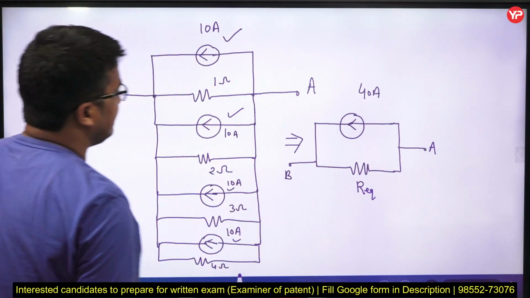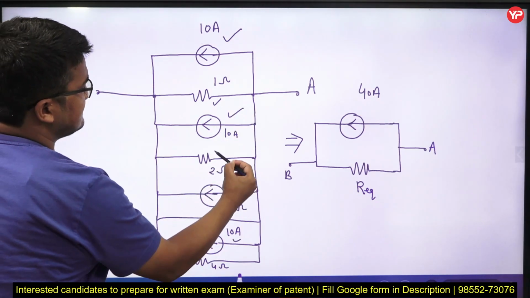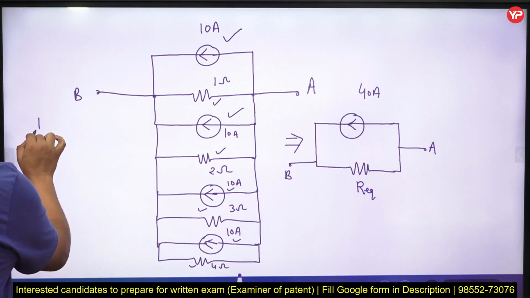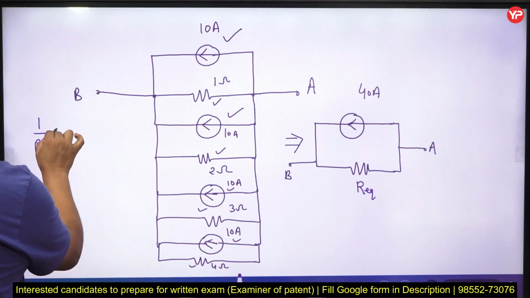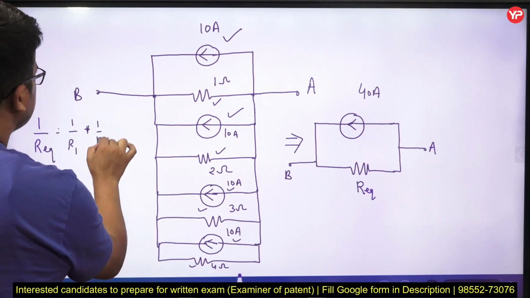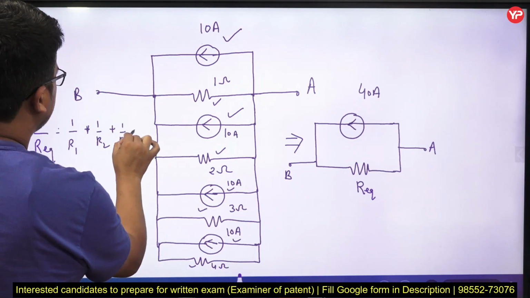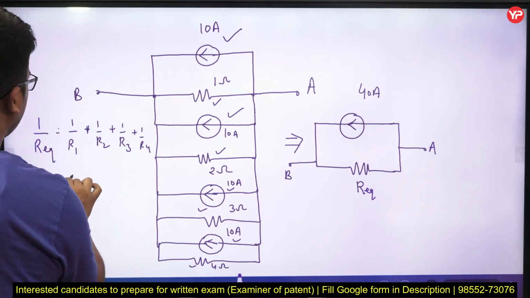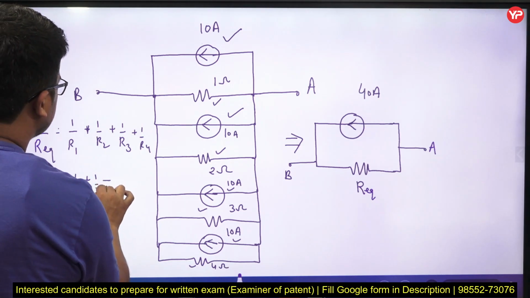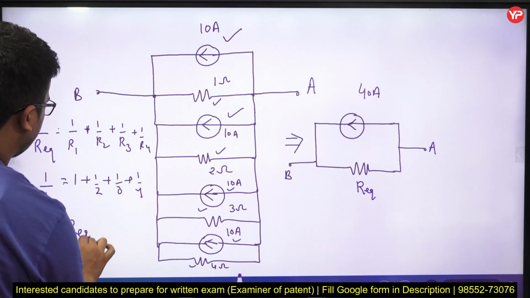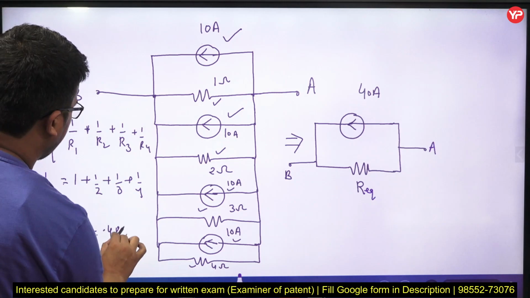What will be the R equivalent value? You can see this resistance, and this resistance, and this resistance, they all are in parallel. I told you already, in parallel 1 upon R equivalent is equal to 1 upon R1 plus 1 upon R2 plus 1 upon R3 plus 1 upon R4. So I can write 1 upon R equivalent, since you are writing the conventional exam, so don't skip and avoid the step. 1 plus 1 by 2 plus 1 by 3 plus 1 by 4. So if you solve it, I guess you will end up getting R equivalent is equal to 0.48 ohm.